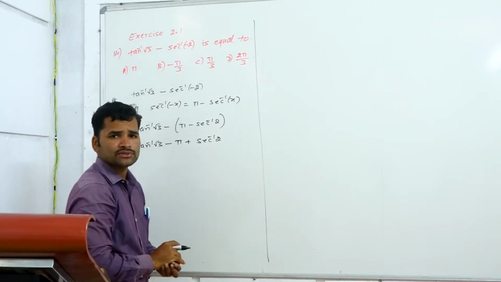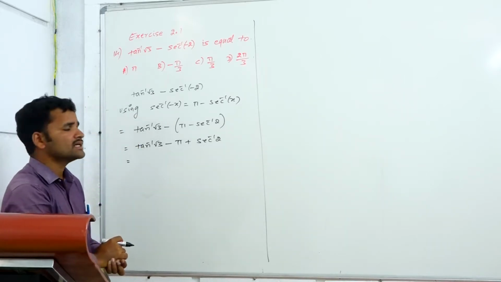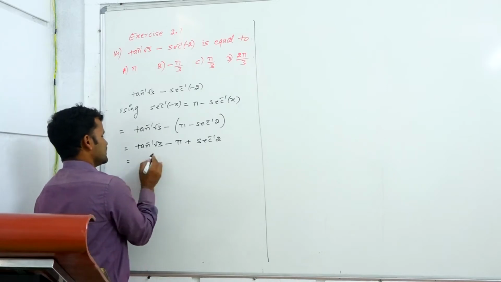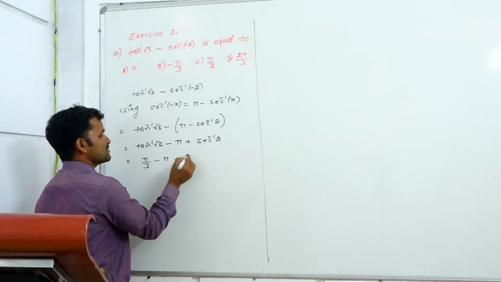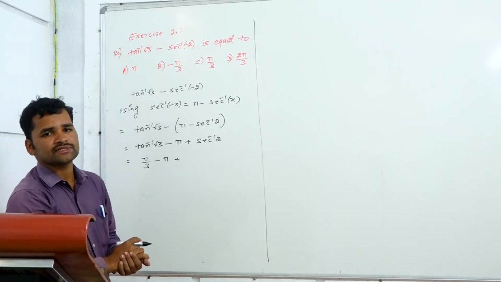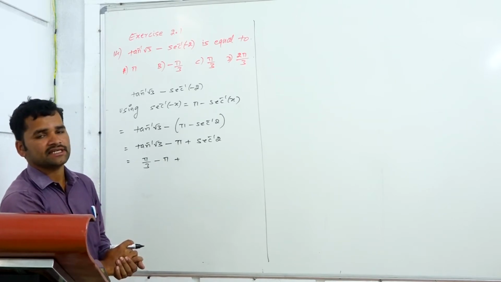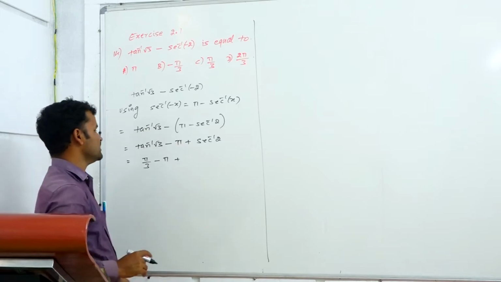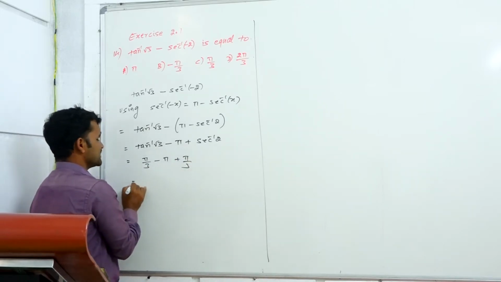Tan inverse of root 3, tan of which angle gives you root 3? That is 60 degrees. 60 degrees in radians is pi by 3, minus pi as it is, plus secant inverse of 2. Secant of which angle gives you 2? That is 60 degrees. Secant 60 is equal to 2, so secant inverse of 2 is equal to 60 degrees, which in radians is pi by 3.